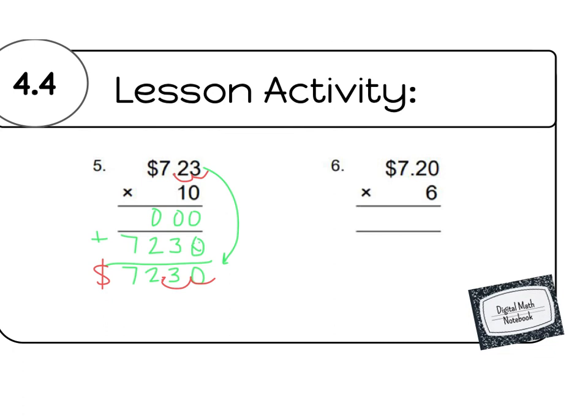Here's our last problem. We're going to multiply $7.20 times 6. So 6 times 0 is 0. 6 times 2 is 12. 7 times 6 is 42, plus 1 would be 43. And before we're done, we need to count our decimals. 1, 2, 1, 2. So there's our number. Make sure you type your answers into your digital math notebook.